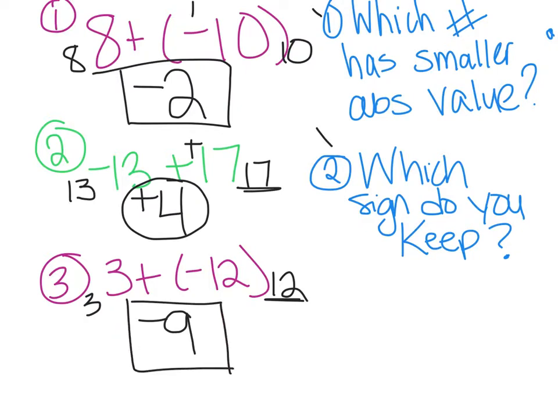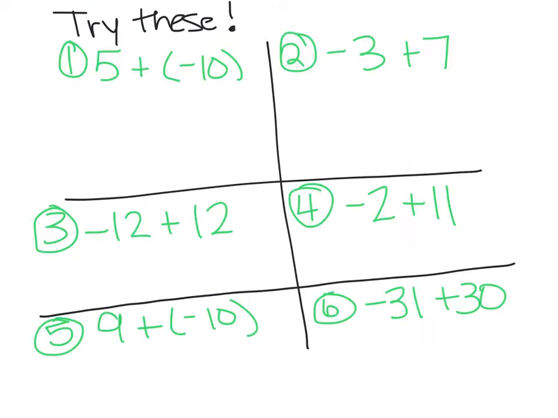Okay, we're going to go to a few other examples. You'll have a chance to do all of the examples, and then we'll check them together. Okay, so let's go ahead and let's try those. Number 1, 5 plus negative 10.